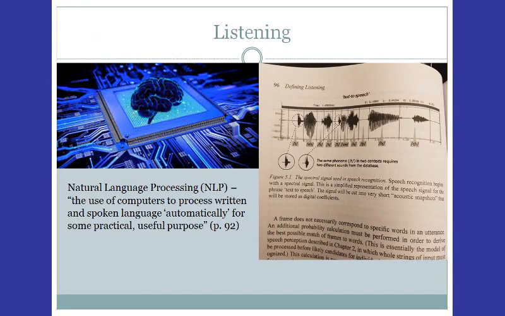And here I'll go ahead and jump ahead to chapter 5, which is a discussion of computers and automated processing. And it's interesting that computers, much like the human brain, need to be able to interpret sounds through what they hear. And Rost describes this concept as natural language processing, which is the use of computers to process written and spoken language automatically for some practical and useful purpose.